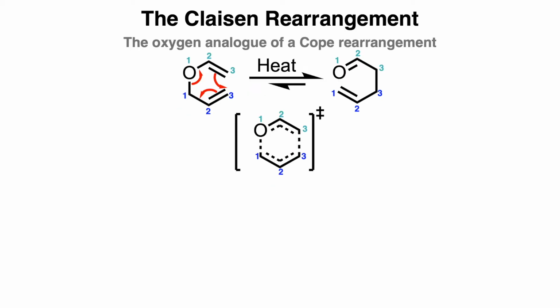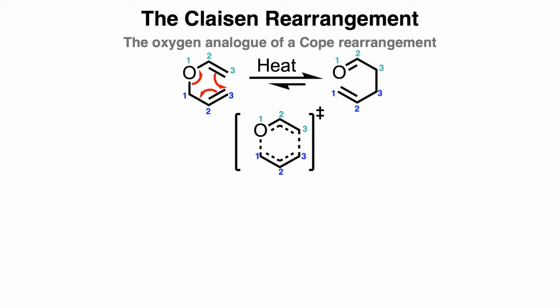The Claisen rearrangement is also a 3-3 sigmatropic rearrangement, but is the oxygen analog of a Cope. The arrows are super similar, but with an oxygen atom at the 1 position. The reason why this rearrangement occurs is because the left molecule is similar to an enol, where there is an oxygen atom connected to an alkene at the vinylic position.